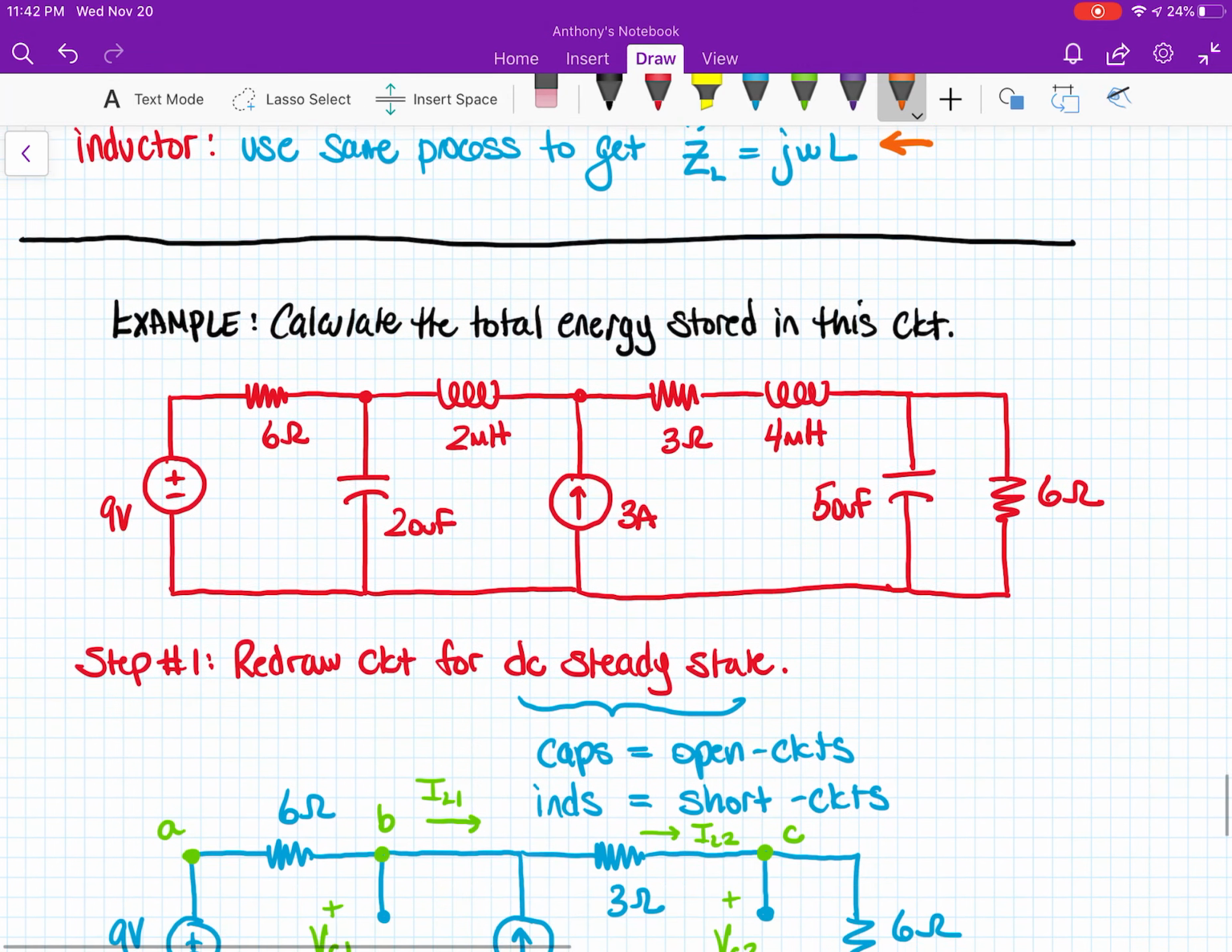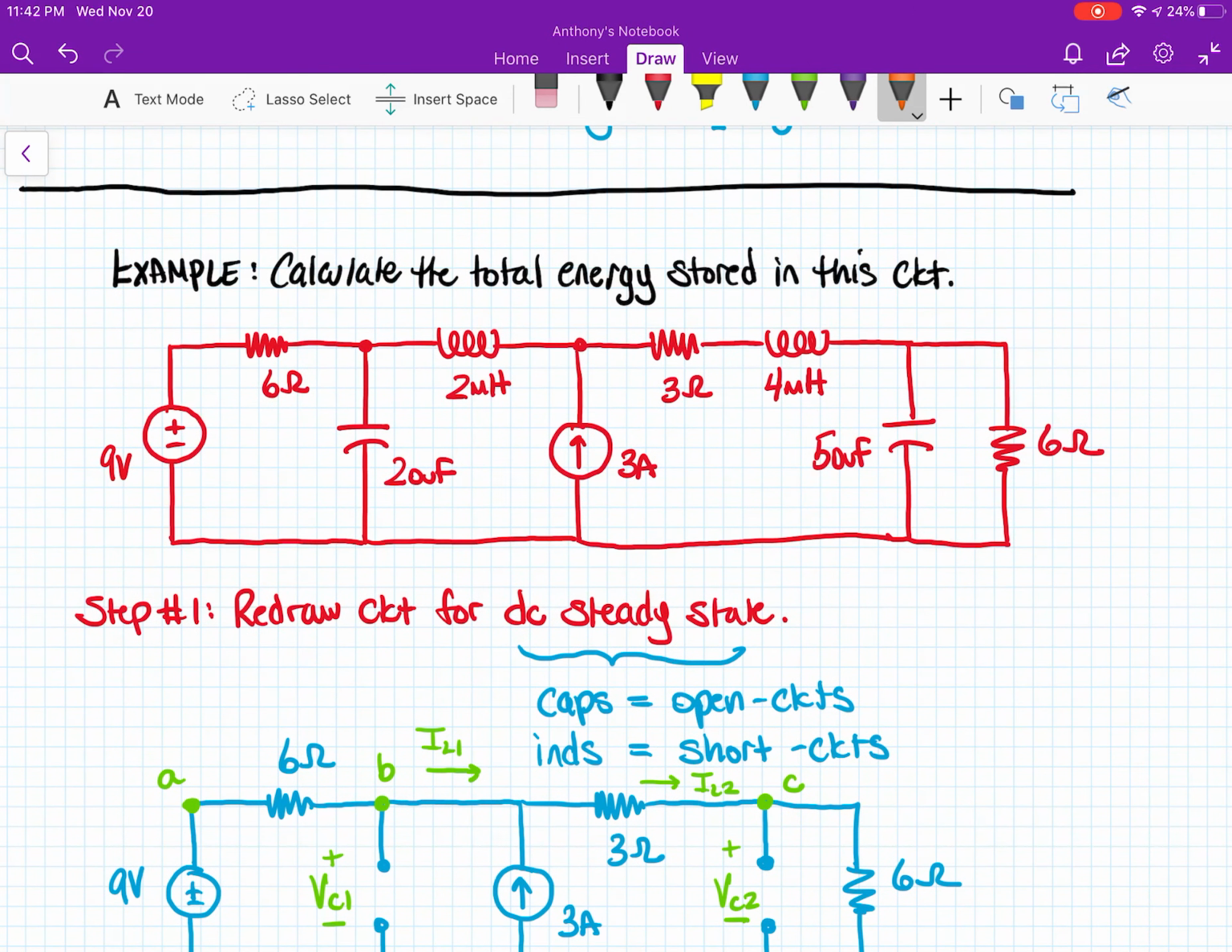Okay, so the last thing that we're going to do here, and unfortunately, because we are getting towards the end of the semester, we don't have time to go through as many examples with inductor and capacitor specific problems as I maybe want to. But this is one final example that we're going to take a look at. Let's calculate the total energy stored in this circuit here. It has a lot of different components.